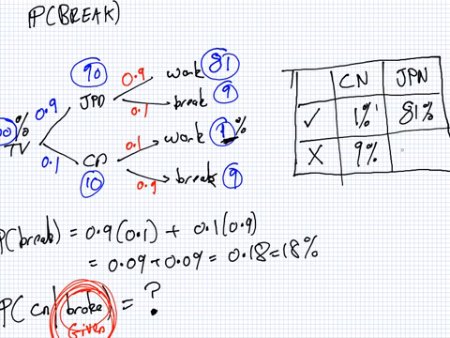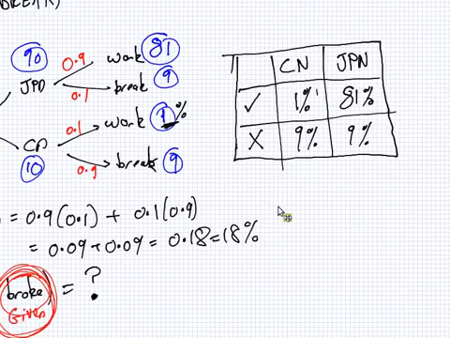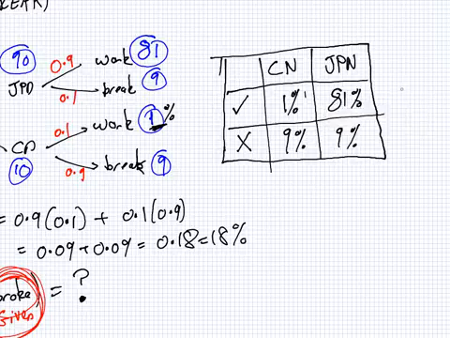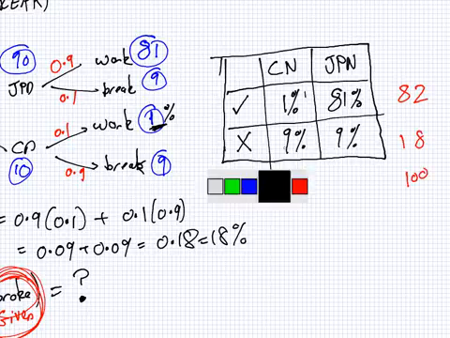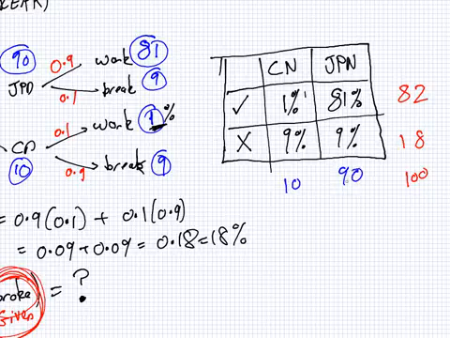81%, and then 9% there. So what's the total here? Let's make sure the totals are okay. This is 90, isn't it? No. This is 82, and this is 18. The total is 100. And here this is 10, and this is 90, so the total is also 100.